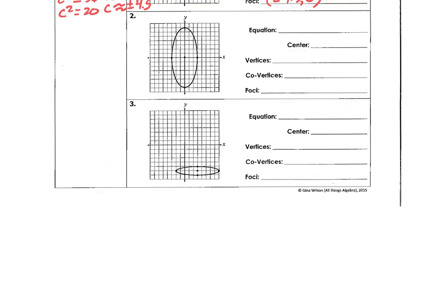And so the first thing that we're going to identify is what our center is going to be. And our center is going to go right 3, and then down 1, 2, 3, 4, 5, 6. So my center would be 3, negative 6.